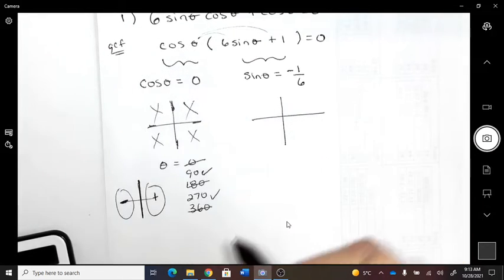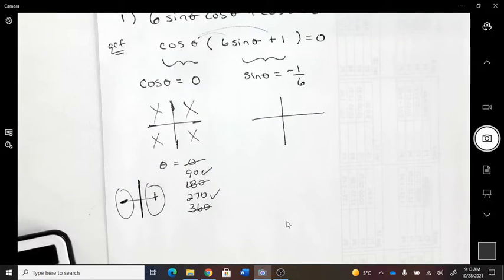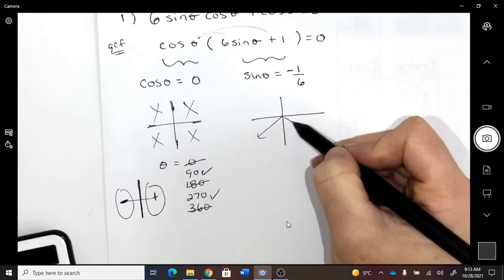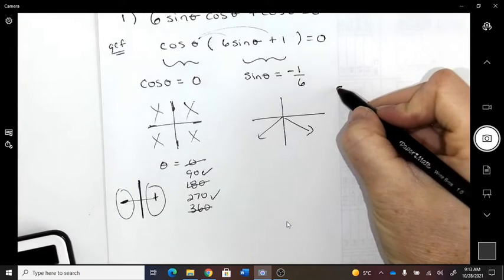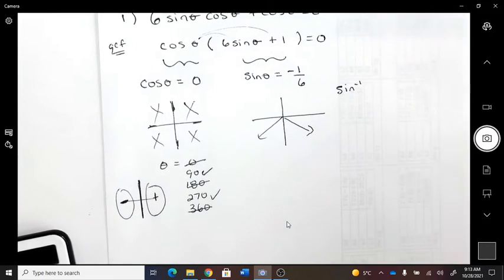Sine is -1/6, sine of the angle. Okay, where could my angle be? Which two quadrants could my angle be in? The bottom? Is that what you picked with the ASTC stuff? The bottoms? Okay. Now I'm going to go into angle mode. I need angles now. How do I start with angles? I'm going to have to use sine inverse, right? Because that's how you get angles.